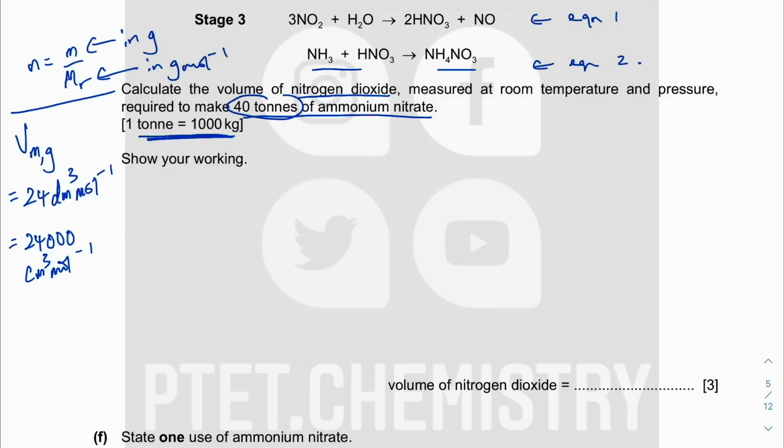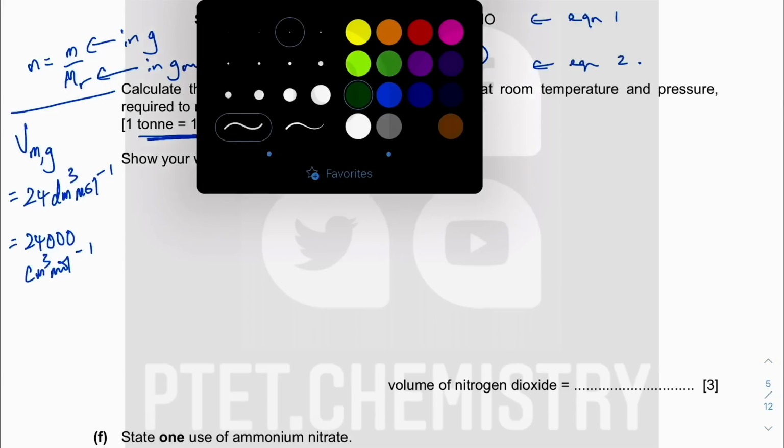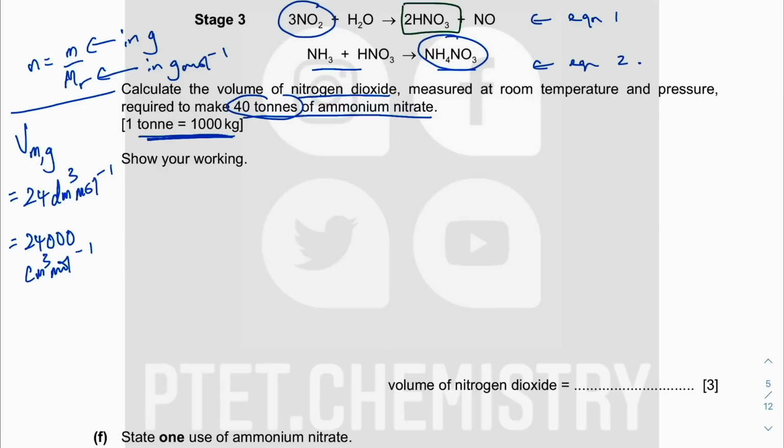Let's compare mole ratio. What do we know? We want nitrogen dioxide, and then we have that. So we know we want 40 tons of it. This comes from this, and this comes from this. So to relate this and this, we need to go via the HNO3. That is our relationship, okay?